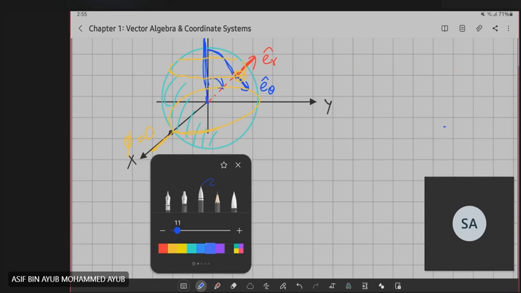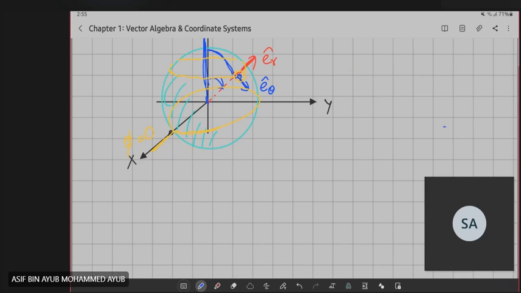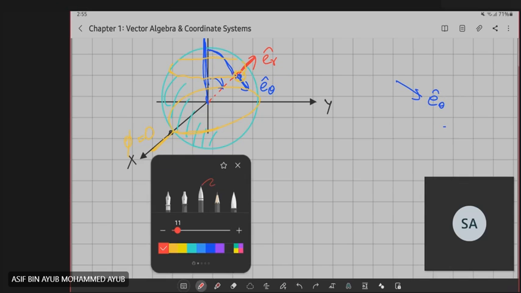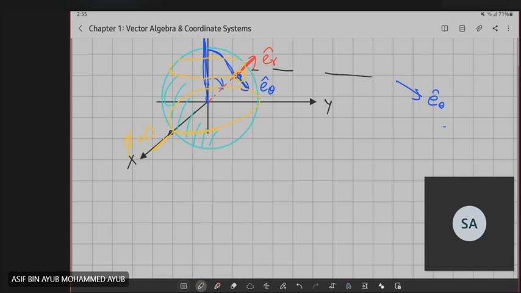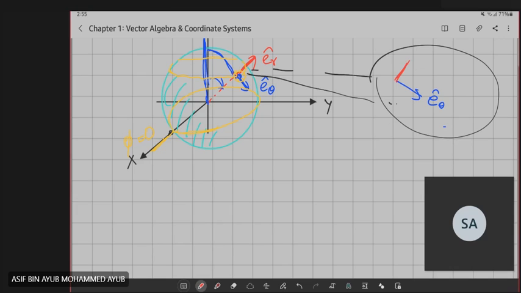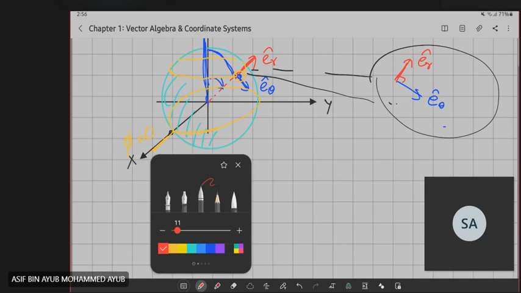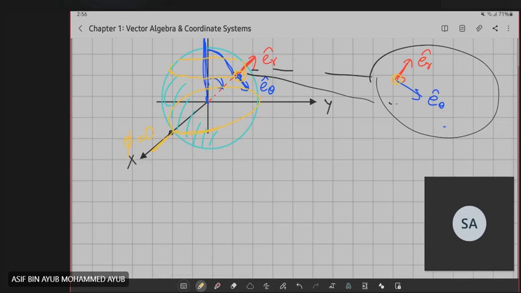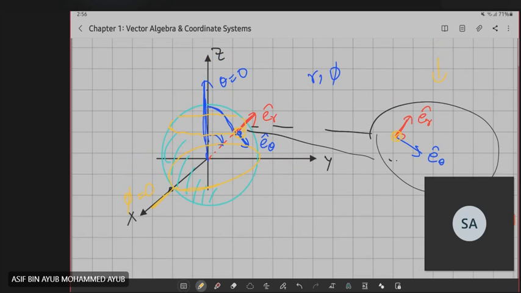And so if I draw the three bases together at this point, you see that E theta is like this. This is just zooming in here. Okay, so you have ER pointing perpendicular to this, and phi is pointing inside here. Okay, I hope this makes sense.